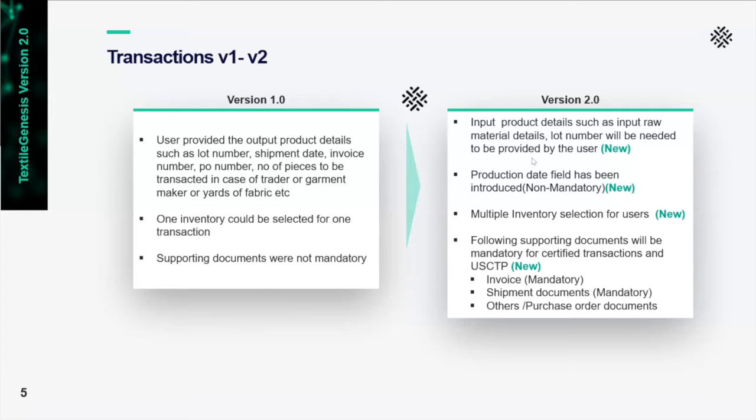Supporting documents were not mandatory in version 1, but in version 2, for e-trackit or certified transactions, and for certifications where US cotton is being used as a fiber composition, the documents are mandatory, which would include invoice and shipment documents. Purchase order and other documents, which we give in the drop down, are not mandatory. So these are the very basic changes which we have brought in version 2.0, and I will also show on the live platform how it would look.